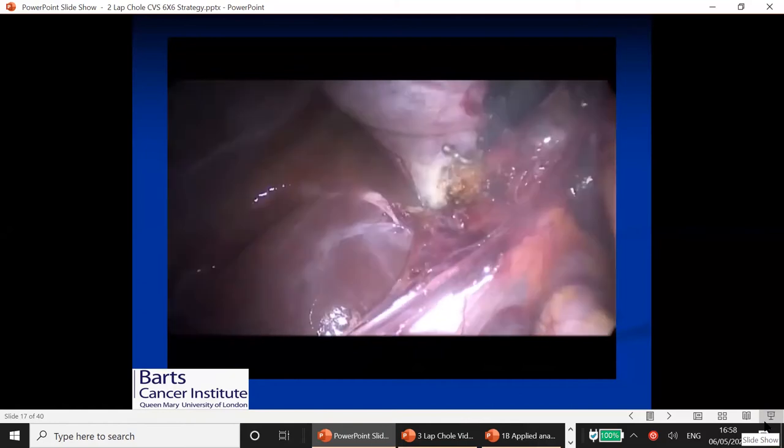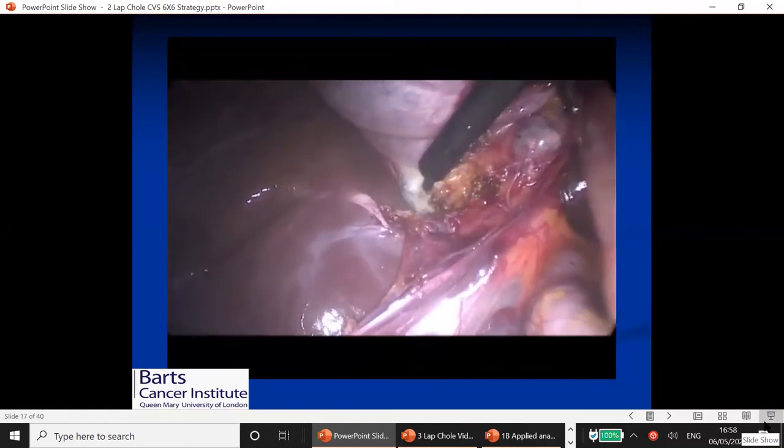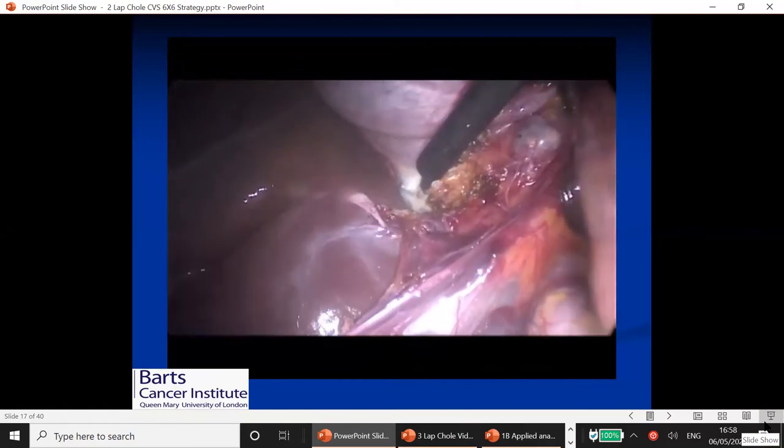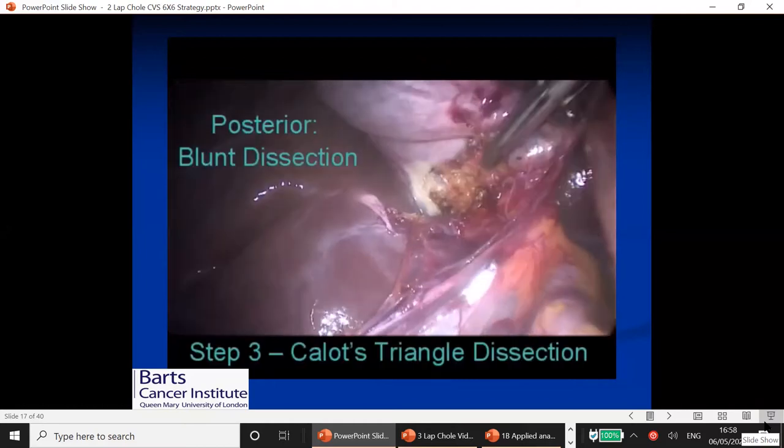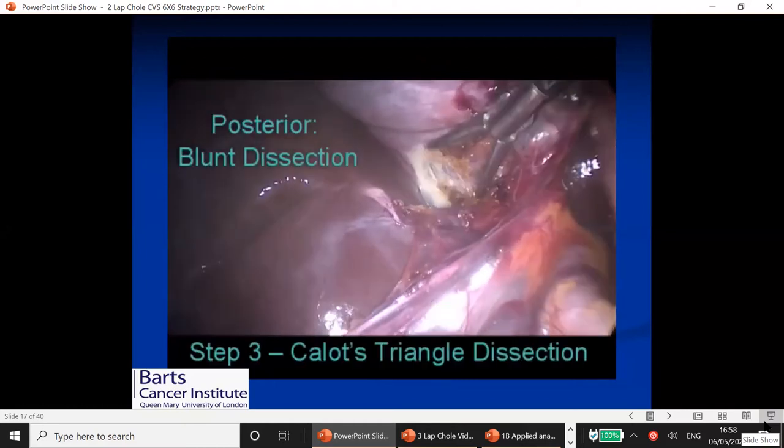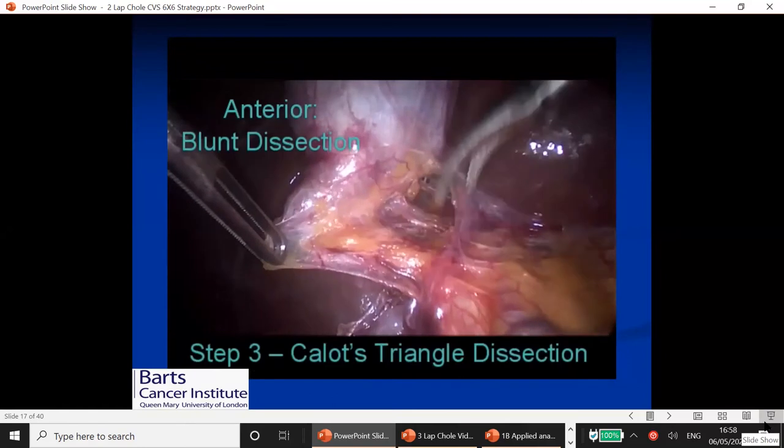So once you've done this and you're reaching the gallbladder liver junction, you can start with step three, which is your actual calyx triangle dissection, staying close to the gallbladder.